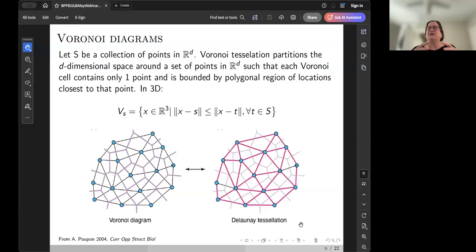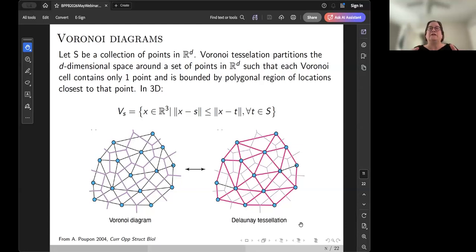So if I have a collection of points in R^D, D-dimensional space, in the case of the protein modeling we're going to be thinking obviously about R3, the three-dimensional space. All the pictures I'm going to show you, just to keep things clear, are going to be in R2. But what we want to think about is this collection of points, which we're going to call S.